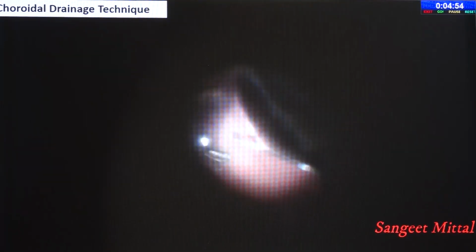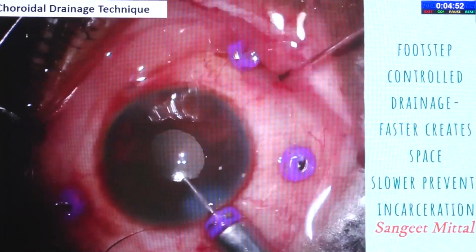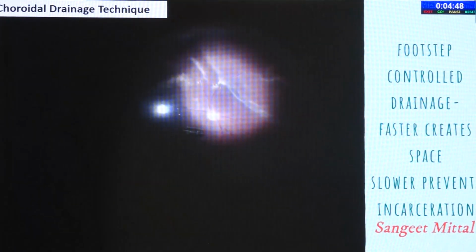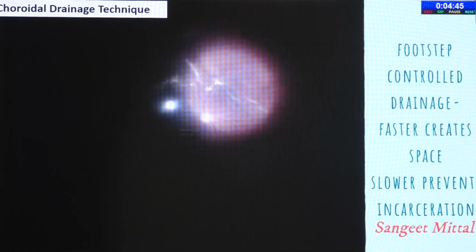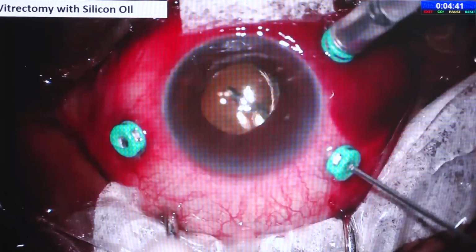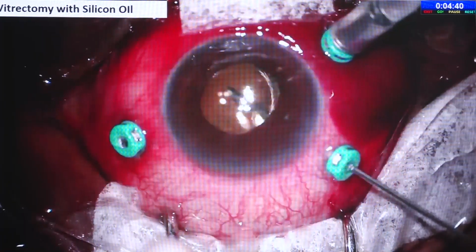Due to massive choroidals, there was no space to perform proper vitrectomy. Controlled cannular drainage was done in fast mode to create space. The speed of drainage was reduced as the choroid became flat to prevent any tissue incarceration. So this is how I do a choroidal drainage.